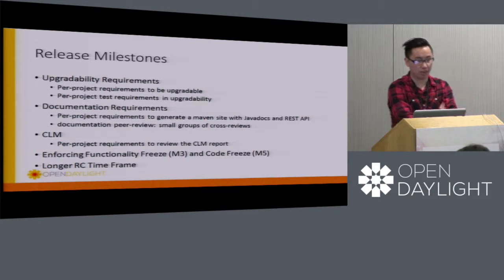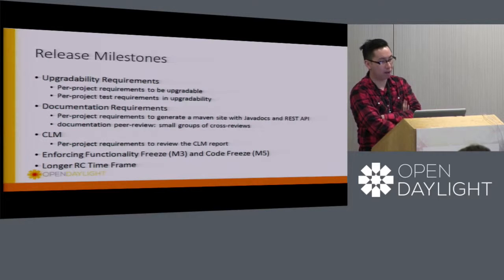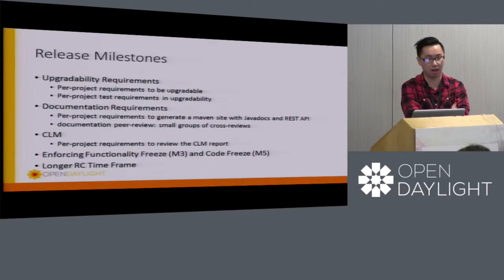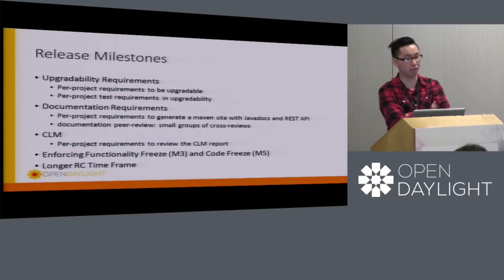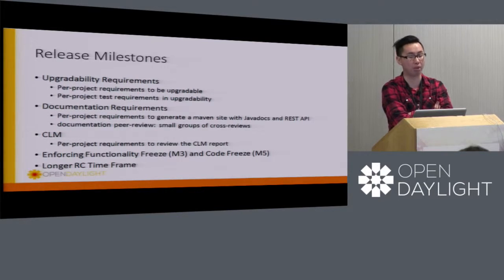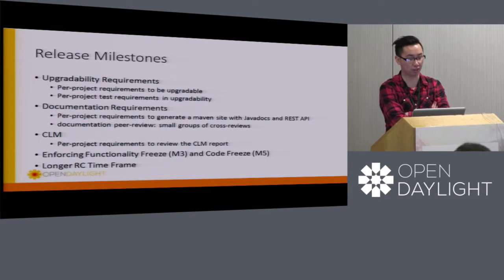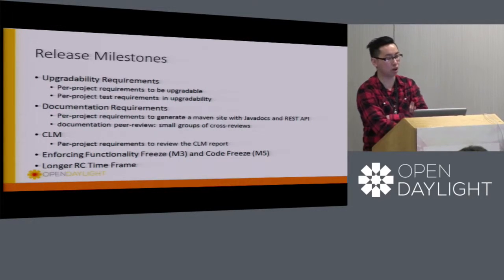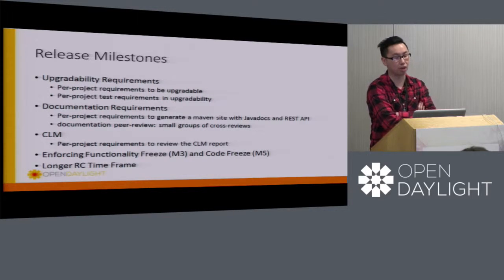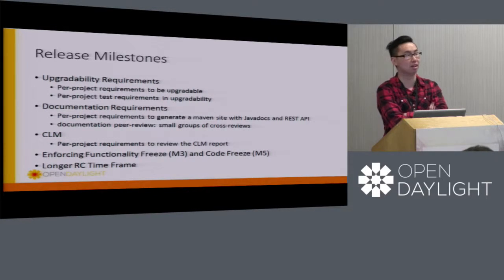For the release milestones, there was some discussion during the Beryllium timeframe about adding some new requirements. One of them is adding an upgradability requirement per project, defining whether or not they've tested upgradability from a previous release. There was also some discussion about adding documentation requirements for projects to generate Maven sites with JavaDocs and REST APIs.